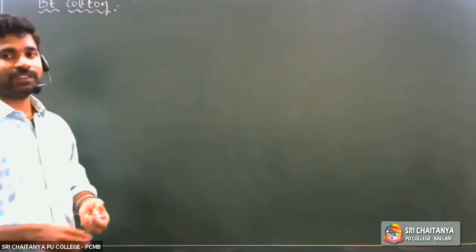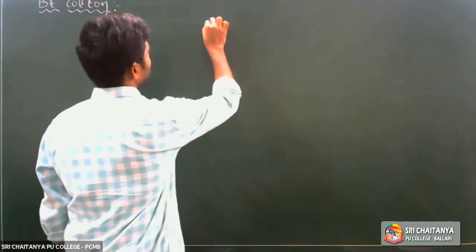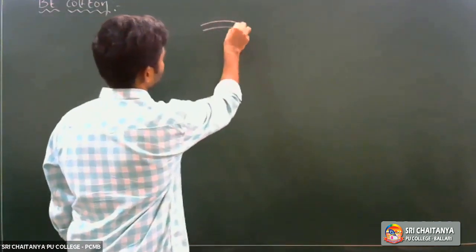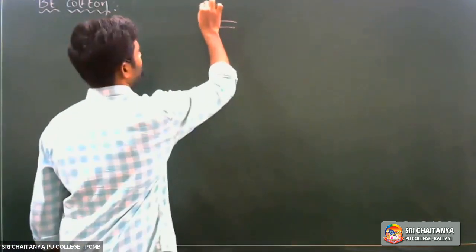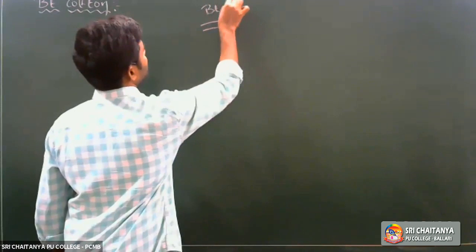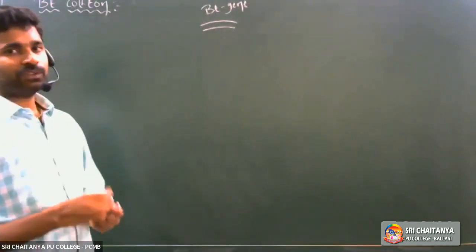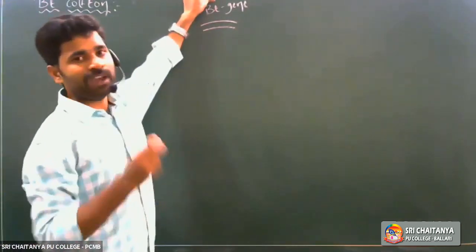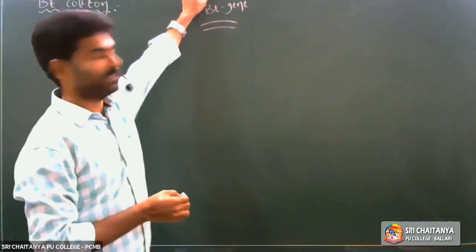Now come to the diagrammatic representation of the insecticidal plant or Bt cotton. See, first we need to select Bt genes or Bt genetic material from Bacillus thuringiensis. So first we need to isolate the genetic material. Which genetic material? The Bacillus thuringiensis genetic material, or Bt gene, we isolate from the bacteria. Which bacteria? Bacillus thuringiensis members.